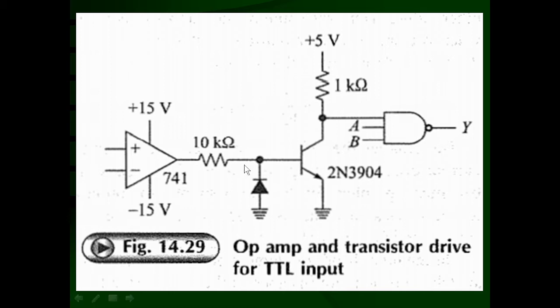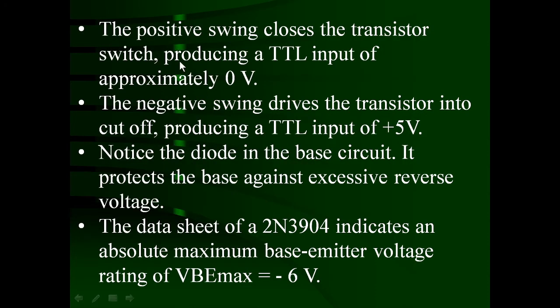To protect this, this diode is going to be utilized in a reverse way. This is a cathode and this is anode. So when minus 15 volt is going to be here, this diode becomes forward bias and it clamps the potential here to minus 0.7 volt only. So minus 0.7 volt is lower than this one, so the transistor remains safe and is going to be protected. The positive swing closes the transistor switch, producing a TTL input of approximately 0 volt. The negative swing drives the transistor into cutoff, producing a TTL input of plus 5 volt.